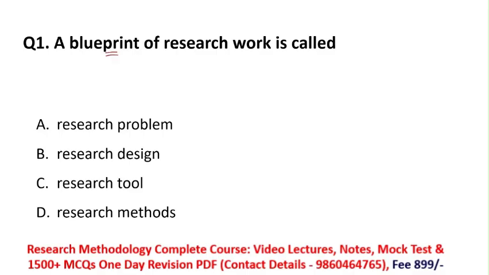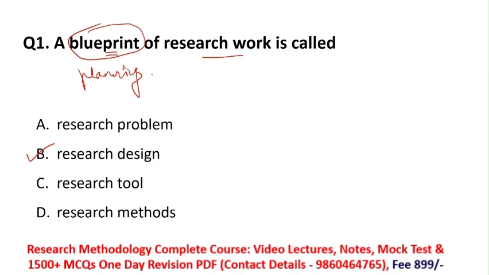Here is the question: a blueprint of a research work is called. What they are asking in this question is another name for blueprint. So what does the term blueprint mean? Let's see the basic meaning. Blueprint means planning, and another name for blueprint is research design. Research design is also known as blueprint, and blueprint is also known as research design. Basically, blueprint means planning.